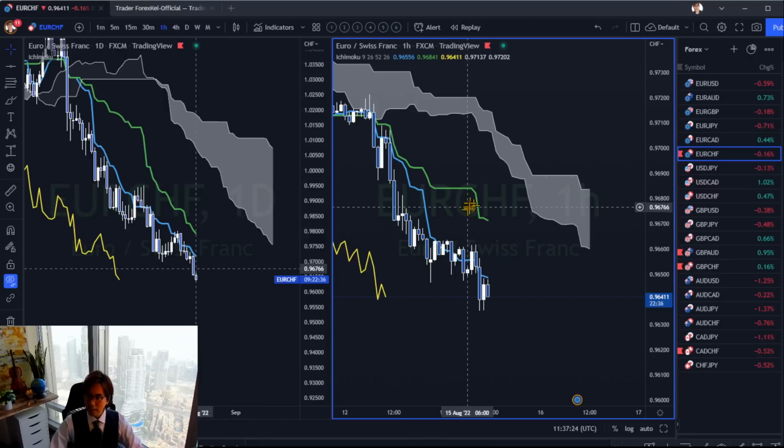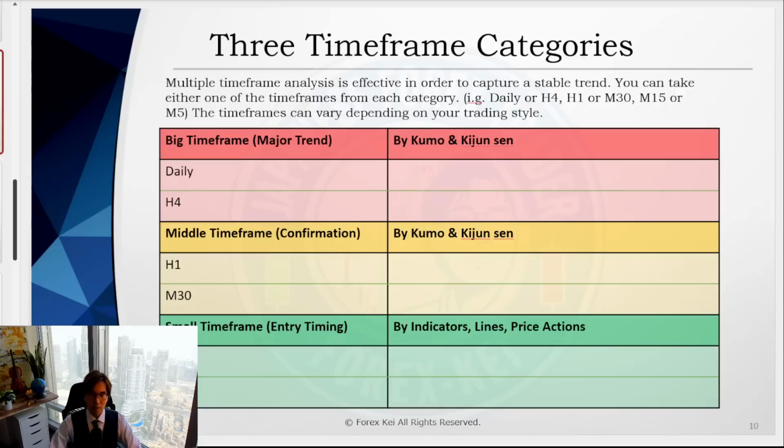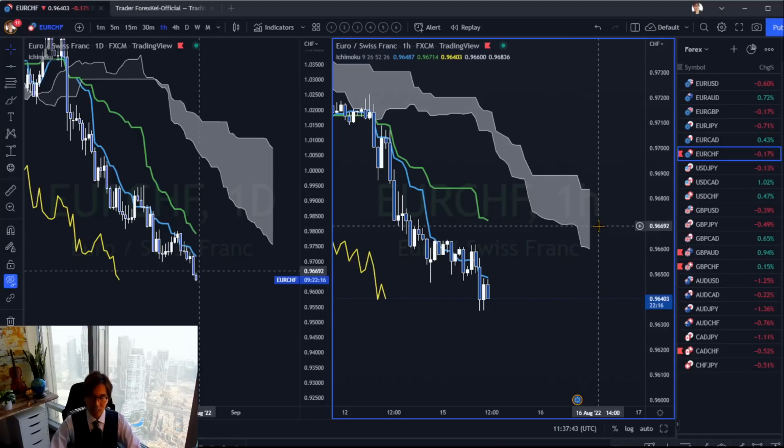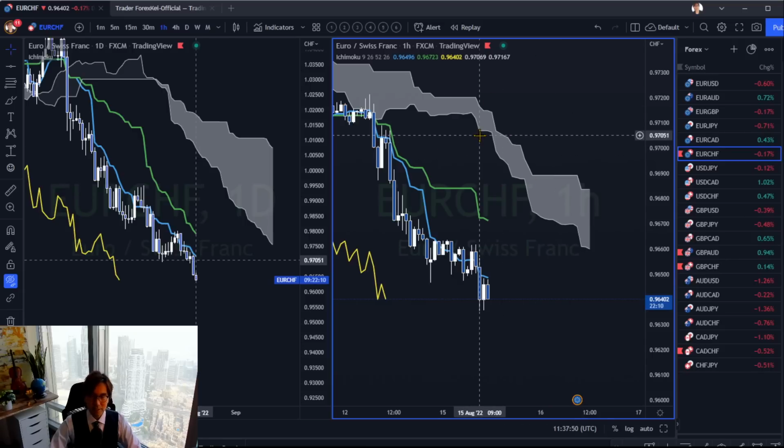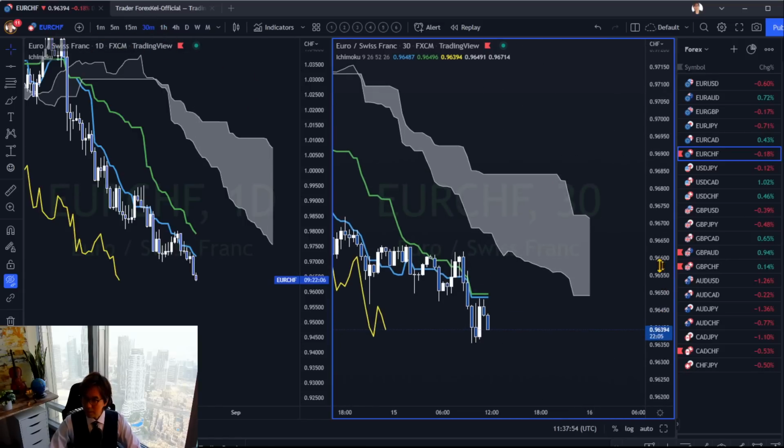Okay, but today I just wanted you to make sure that this confirmation part is right. So, right, 1 hour is trending down nicely. And also you can check the M30 and see which one has a thicker and longer Kumo. If M30 has thicker Kumo than 1 hour, then you better take M30 for the confirmation part. So let me switch to M30 on the right. Here we go. So here is M30.